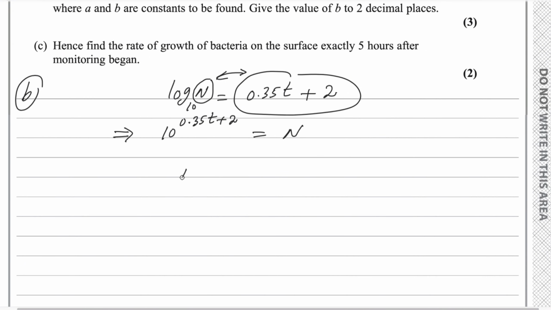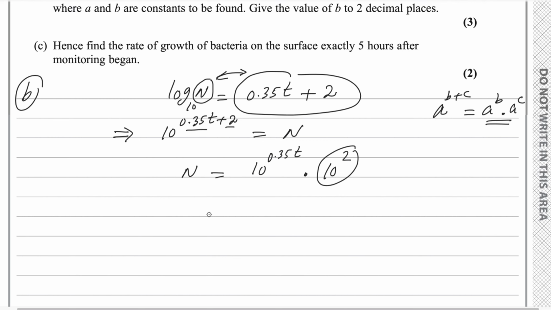Now you can split the powers. If you remember the rule, a power b plus c, we can write as a power b multiplied by a power c. We can split this addition this way, because when the same bases are multiplying, powers are added. Same method I will apply here. There are two numbers, so we can split them. So it will be 10 power 0.35 t multiplied by 10 power 2.